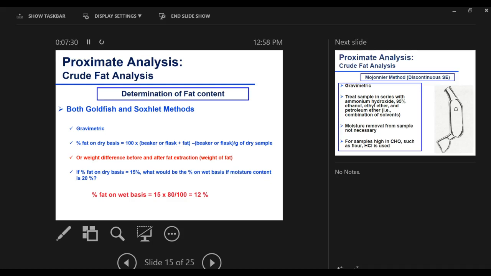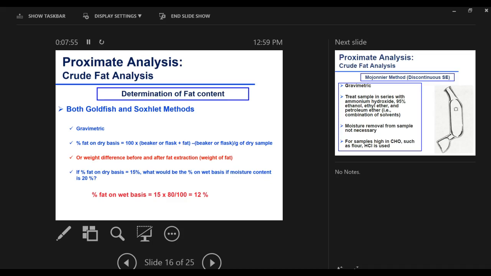Any questions on that? So this is what you will be doing for your lab report. So the fat content for cheeses will be on dry matter, so you will have to do that conversion. The fat content using Soxhlet for other samples were not dried ahead of time. So you would get on wet basis and then convert to dry basis.